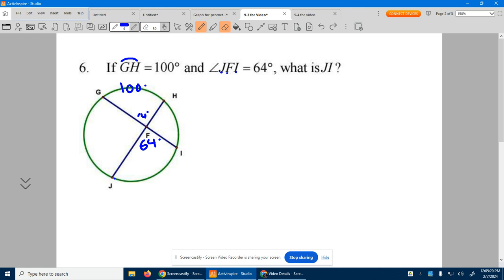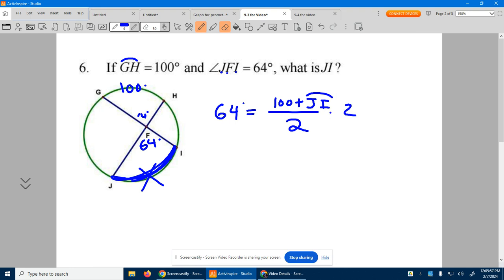I know this is the average of the 100 and whatever this is, JI right here, which is what it's asking. So I know that 64 degrees, the angle inside there, is the average of the 100 plus what I want, the arc JI. And again, average, you add two things together and divide by 2. So we know 100 plus whatever this is right here, divided by 2, gave us 64. So let's figure out, how do I now solve this?